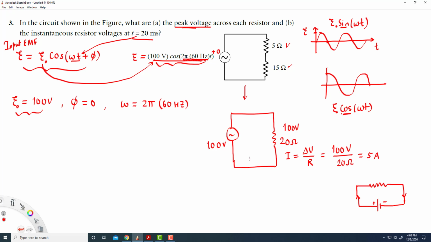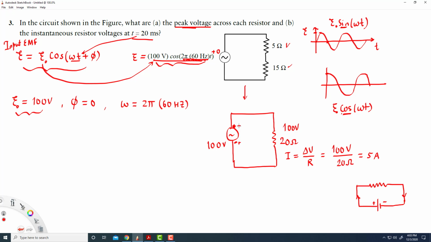But in case of alternating current, what happens is at one instance this is positive and this is negative, and in the next instance the polarity changes. Okay, this becomes negative and this becomes positive. So this happens continuously with time. So the polarity changes continuously. That's why it's called alternating current. The polarity alternates between positive and negative.